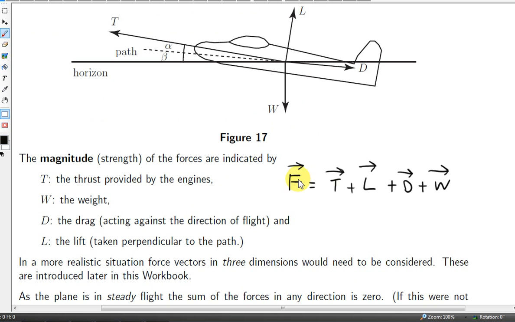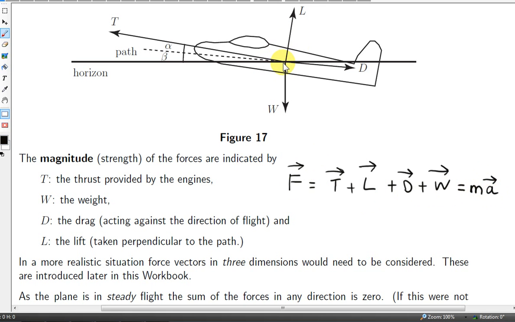Now we could call the resultant force on the plane F. I'm using this notation here, but of course the underlying notation is what is used in the notes that I'm using mostly, but whatever you want to use, it doesn't matter. So it's the vector sum of these 4 vectors. We could just write it like this, and by Newton's second law, that's equal to the mass of the plane, which we can say is m, times the acceleration of the plane, which is another vector. But since the plane is in steady flight, its acceleration is 0.